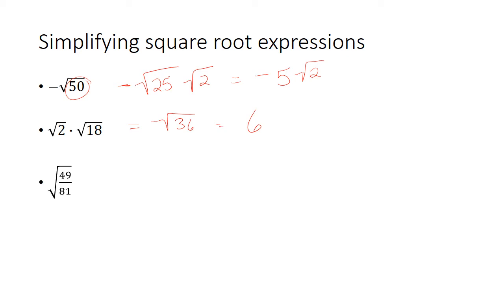How about 49 over 81? So the first thing I always look at is, can I actually divide these numbers? If I can, I go ahead and divide them. In this case, I can't, so I'm going to break them apart. So I'm going to break this into radical 49 divided by radical 81.